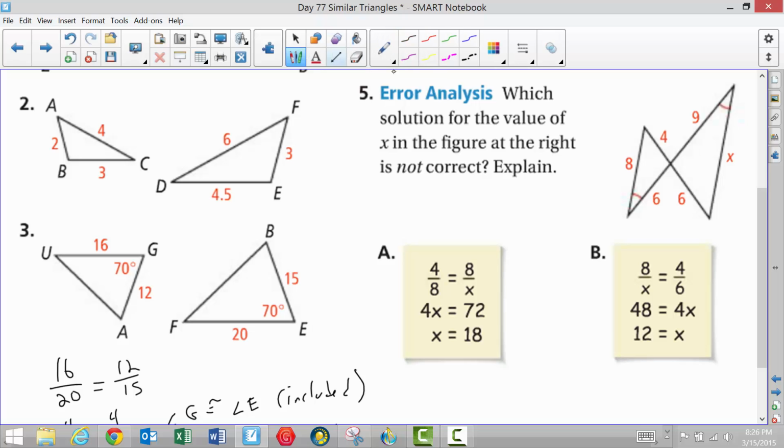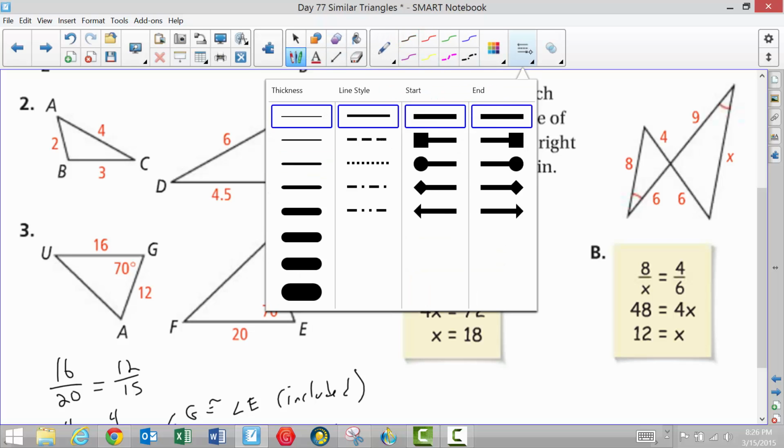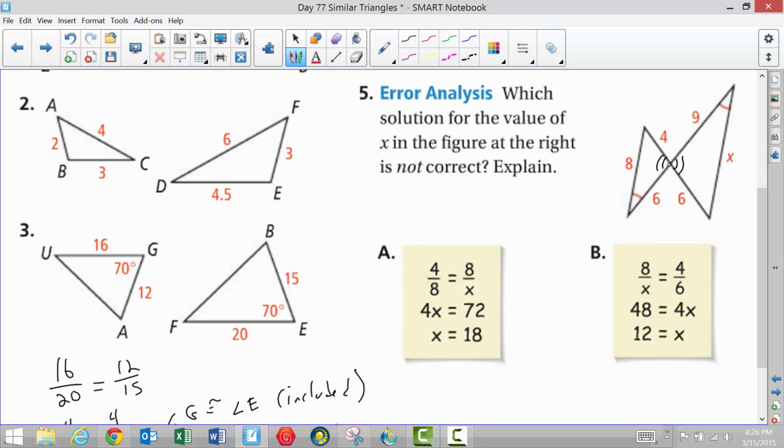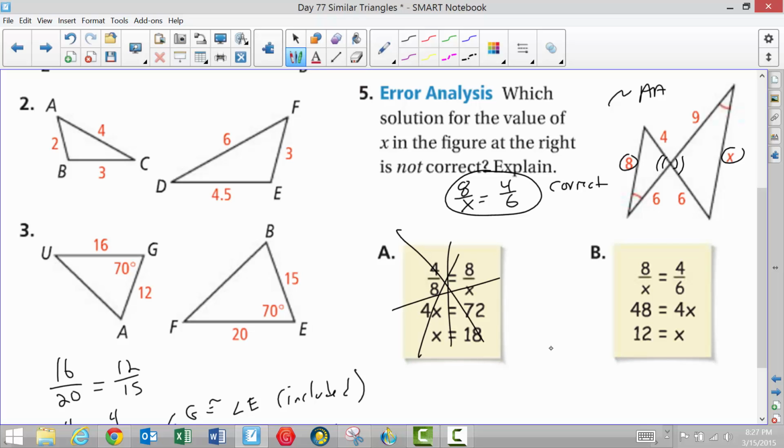I know these triangles are similar. First of all, let's stop getting ahead of ourselves. I know that these triangles are similar because I have congruent angle arcs right there. So these triangles are similar by angle-angle. So if they are similar by angle-angle, I know that the ratios are going to be all the same. So I know I have 8 over x, because they're both across the double, equal to 4 over 6. So if this is my correct proportion, I know that A is incorrect. And therefore, x is 12.